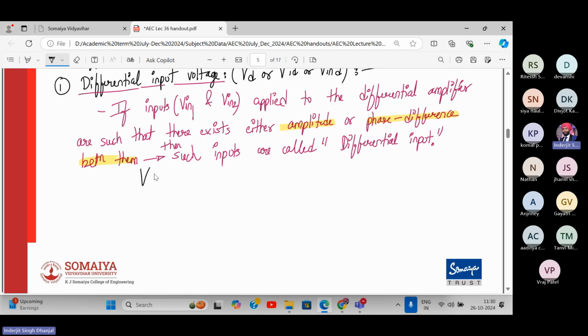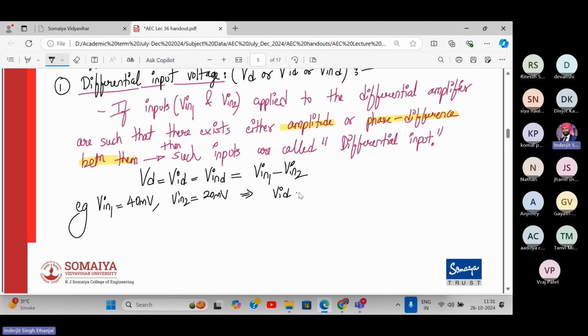Now we'll go for the formal definition. VD is equal to VID is equal to V in of D, all are one and the same, is equal to V in 1 minus V in 2. For example, in the first case, input V in 1 and V in 2 should be separated by amplitude or phase difference. Let's say V in 1 is 40 millivolt and V in 2 is 20 millivolt. How much will be VID or VD? 40 minus 20 millivolt, which is around 20 millivolt. So this is the example of amplitude difference.